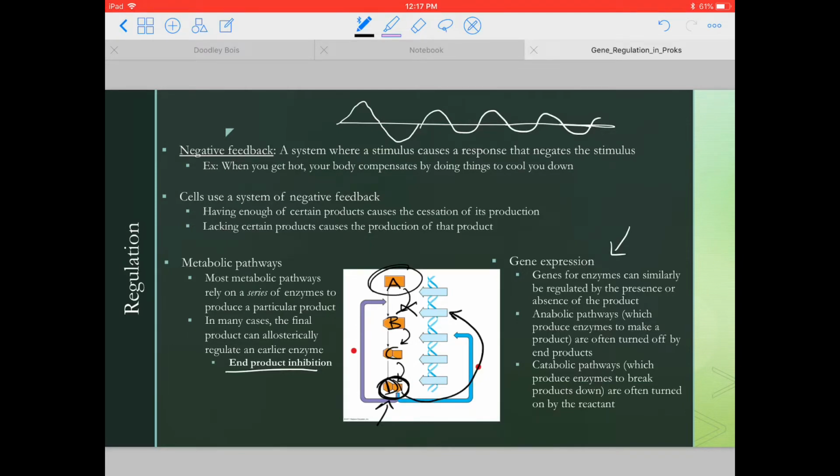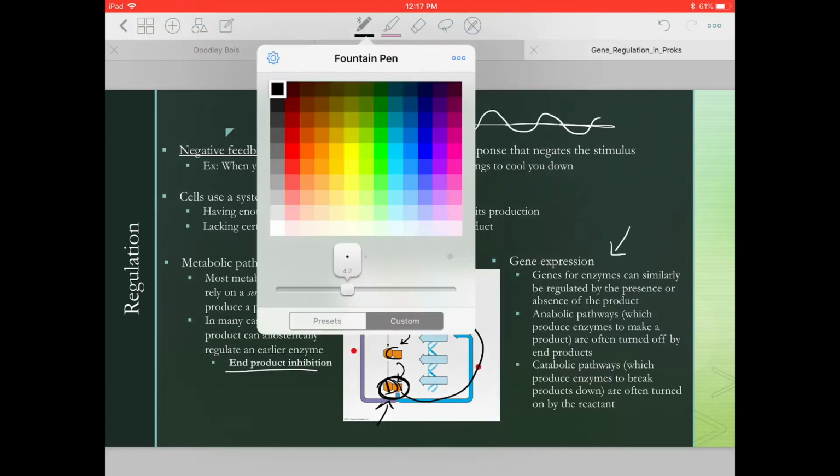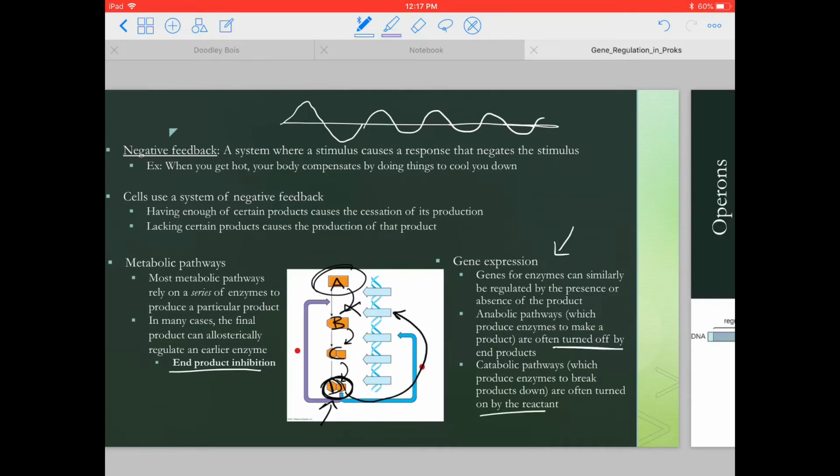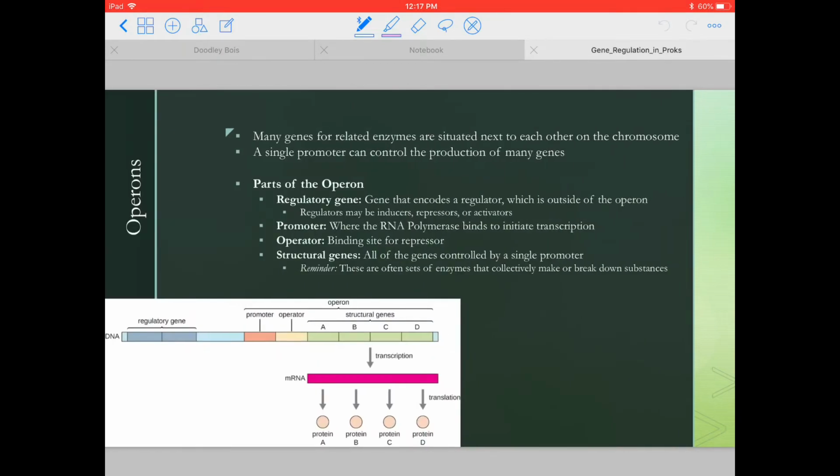Okay, typically anabolic pathways, so remember that's anything that is building something up, that's often turned off by end products. I'll underline it, turned off by end products, whereas catabolic pathways, which are those that cause the breakdown of substances, are often turned on by the reactant, and we'll look at why that happens. Okay, so we can now start looking at this in terms of the structure of operons. You've got to make sure that you understand this structure piece before moving too far forward, because we're going to refer a lot to things like promoters and operators and so on.